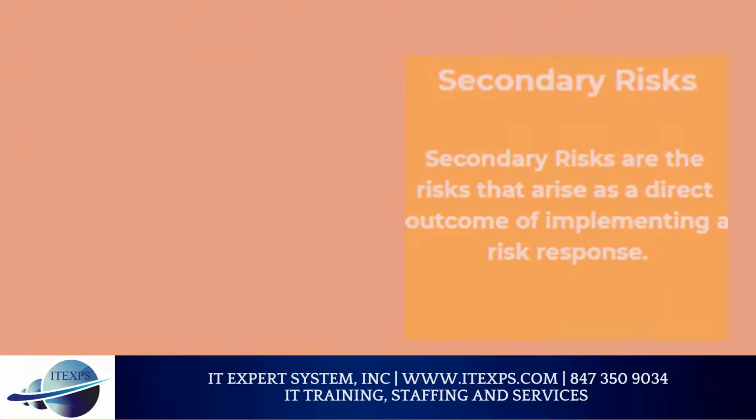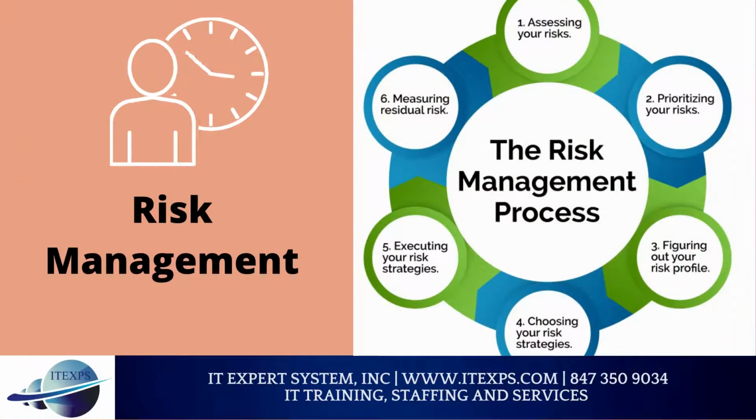Risk management process includes: 1. Identify and assess risks. 2. Prioritize risks. 3. Find out risk profile. 4. Define risk response strategy. 5. Execute your risk response strategy. 6. Monitor and measure secondary and residual risks. Let's try a few sample questions.